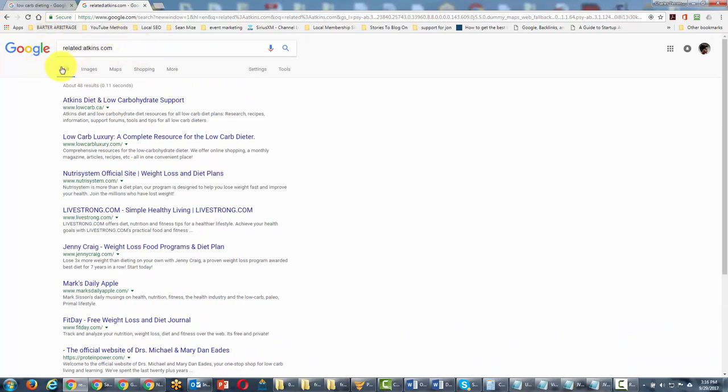So if you're looking to do research to find out what sites are like Atkins.com when it comes to the information that they have on their site, you can use related colon, just making sure that there is no space between the colon and the site that you are going to be looking for. You don't have to put the HTTP in there.